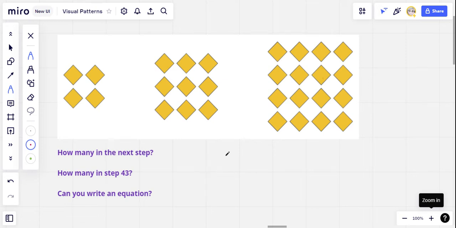Hello everybody, we are back with another visual pattern challenge. So here is a pattern for you. Here's step 1, step 2, step 3, and your job is to figure out what's going on in this pattern.